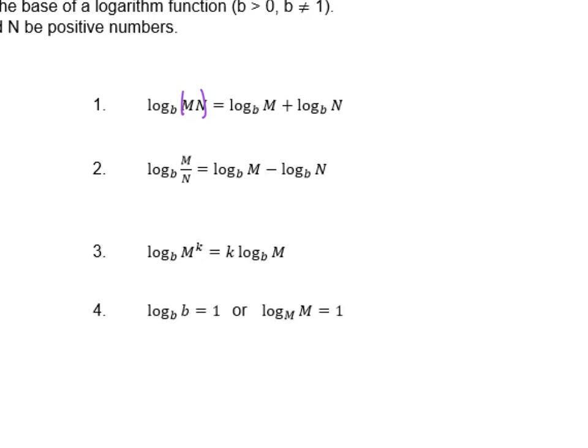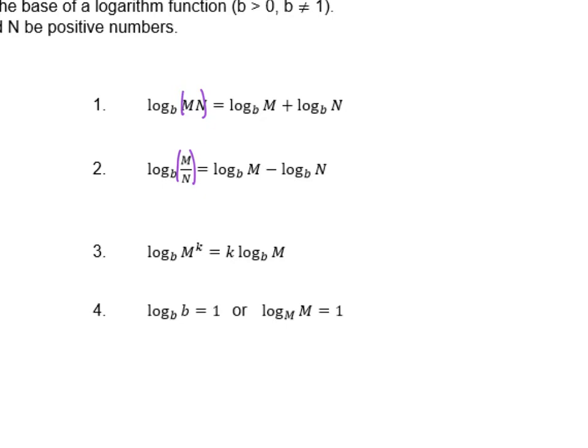Alright, our second law, log base b of m divided by n. So if there is division, we separate the m and the n and we subtract. So it's log base b of m, whatever was in your numerator, minus log base b of n.